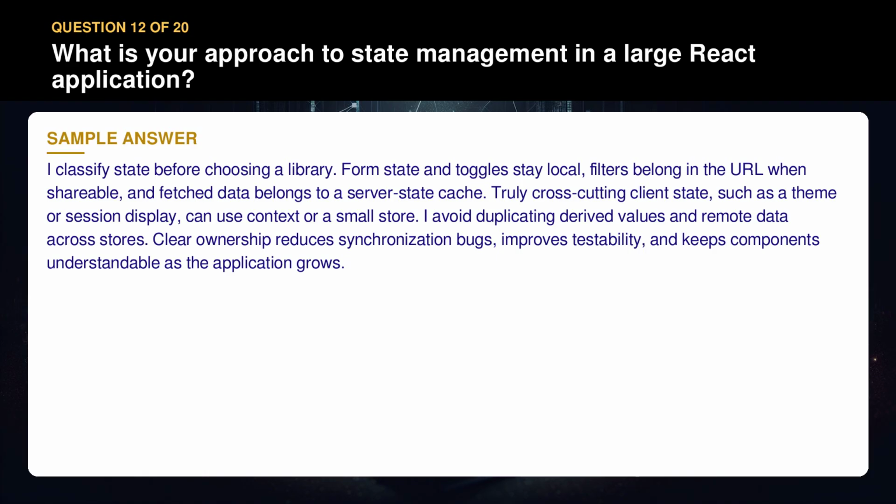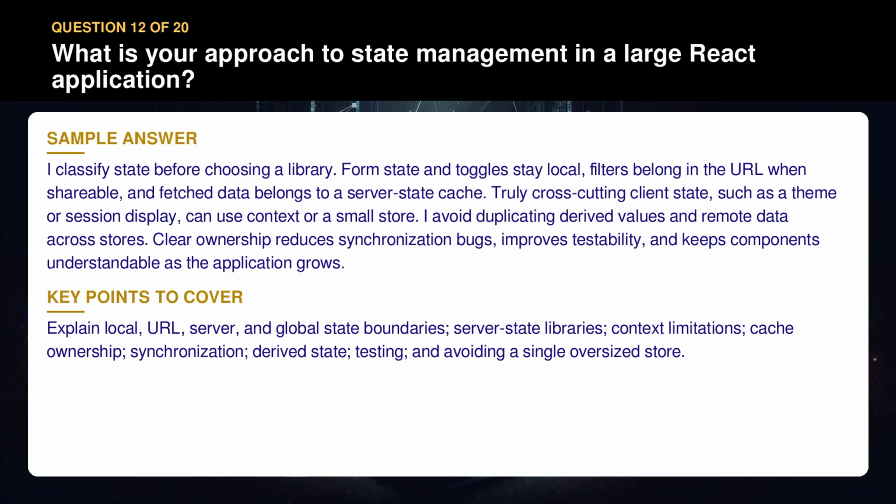Filters belong in the URL when shareable, and fetched data belongs to a server state cache. Truly cross-cutting client state, such as a theme or session display, can use context or a small store. I avoid duplicating derived values and remote data across stores. Clear ownership reduces synchronization bugs, improves testability, and keeps components understandable as the application grows. Explain local, URL, server, and global state boundaries, server state libraries, context limitations, cache ownership, synchronization, derived state, testing, and avoiding a single oversized store.